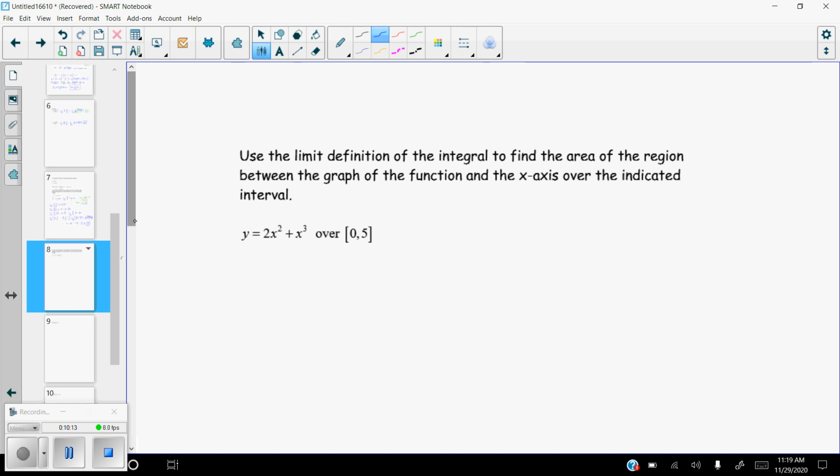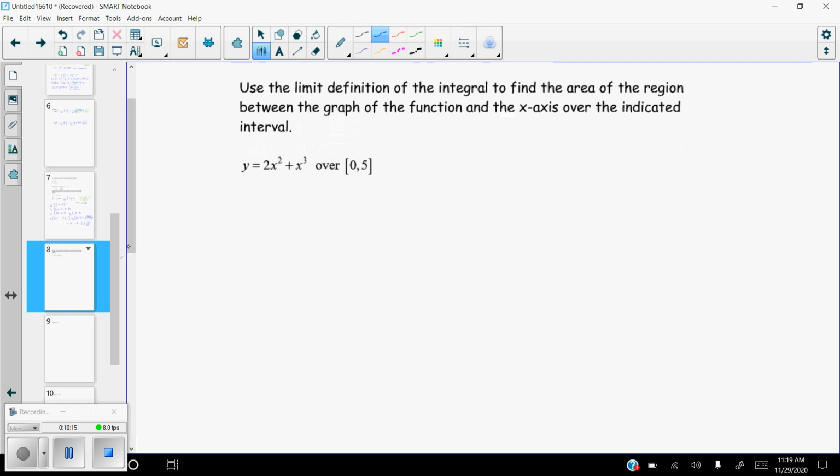Okay, another example. Using the limit definition of the integral, find the area of the region between the graph of the function and the x-axis over the indicated interval. Our function is 2x squared plus x cubed over the interval from 0 to 5. Okay, so we need to set up our integral. The integral goes from a to b, which is 0 to 5. Our integrand is 2x squared plus x cubed. That's our f of x. And don't forget the dx.